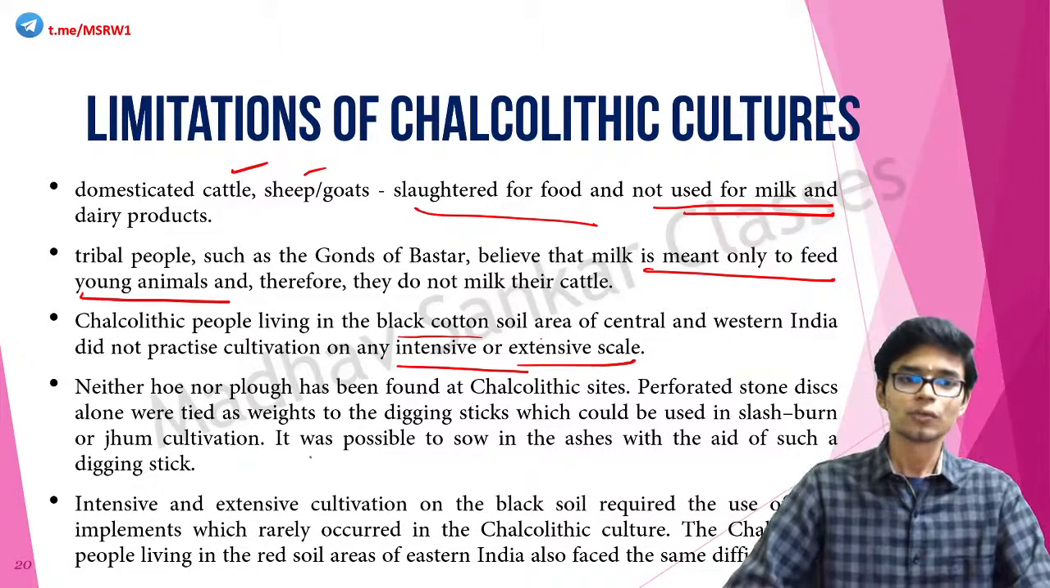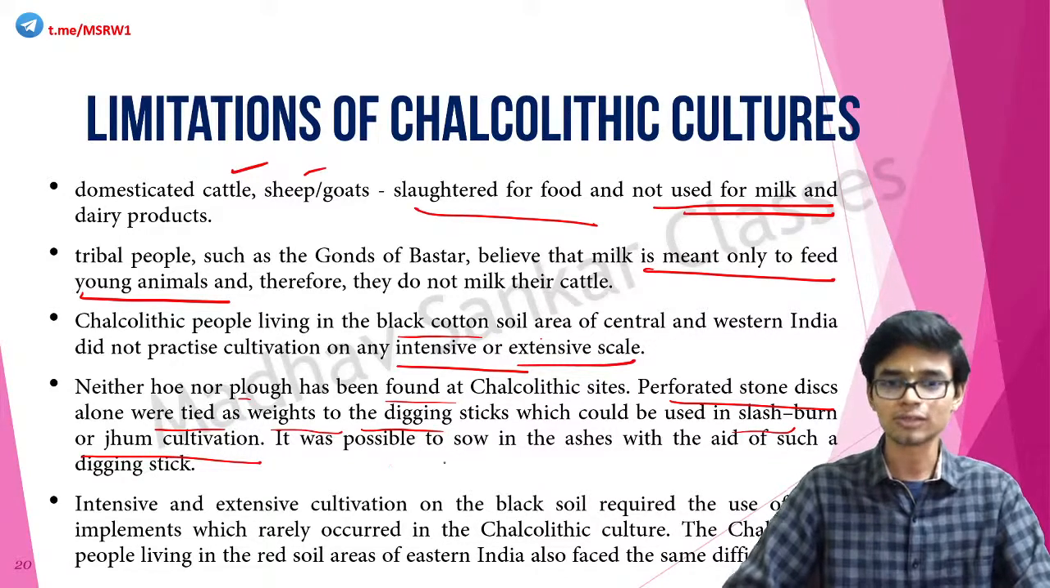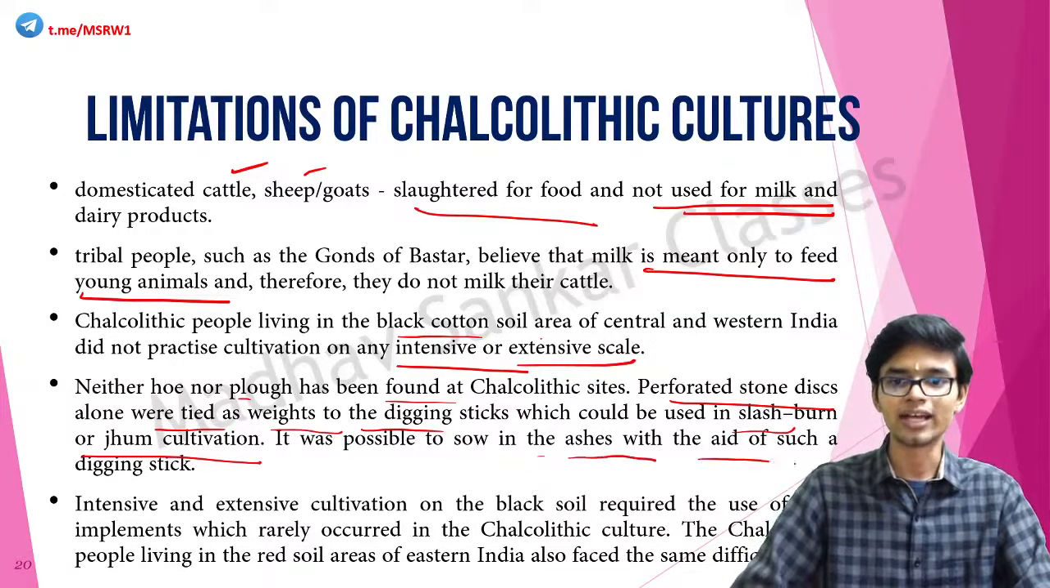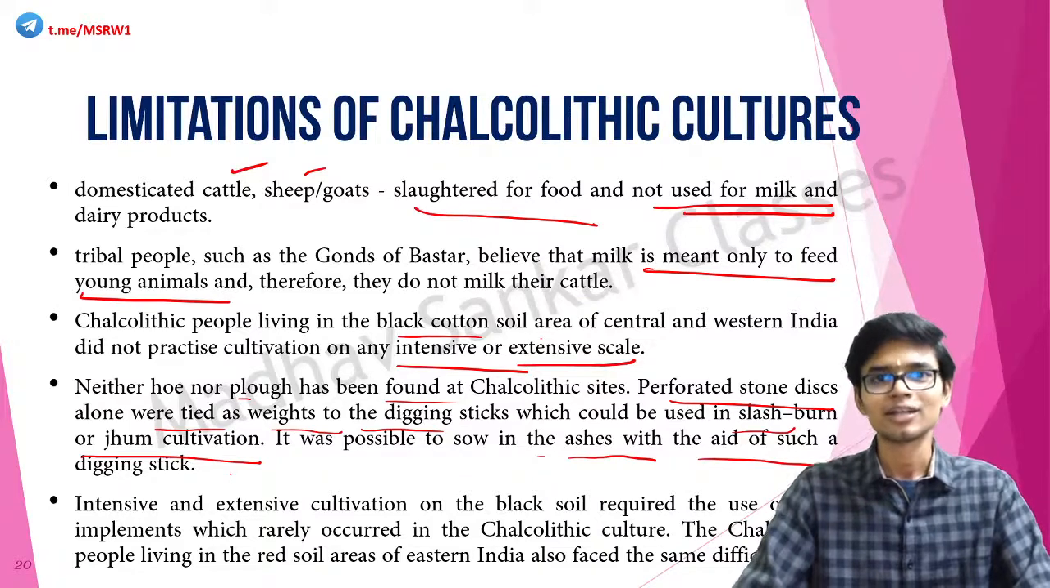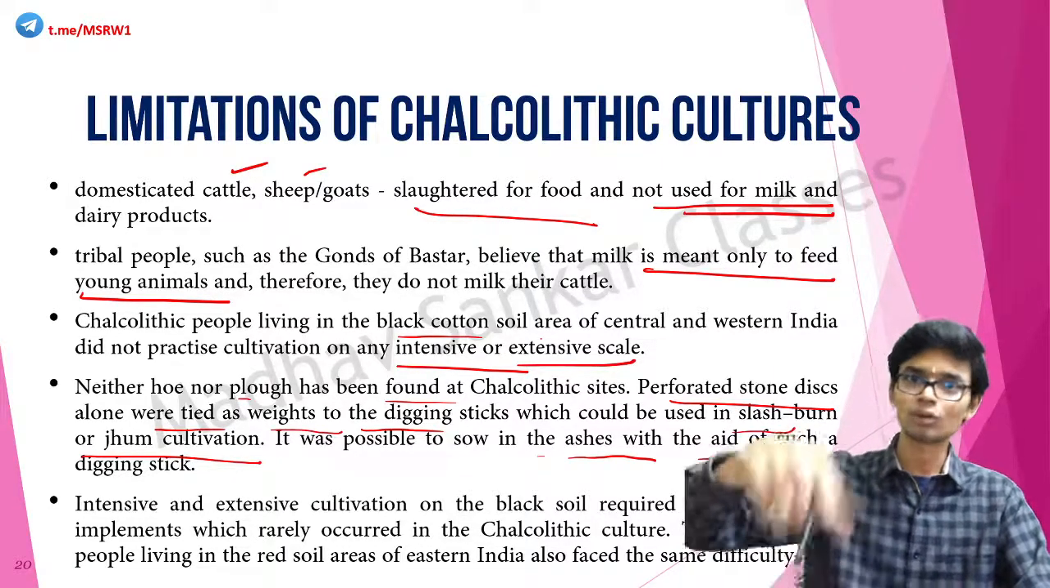All right. So neither hoe nor plow has been found in Chalcolithic sites. Perforated stone discs alone were tied as weight to the digging sticks, which could be used in slash and burn or jhum cultivation. It was possible to sow in the ashes with the aid of such digging sticks. Yeah, using wooden implements, it is easy to dig through ashes.